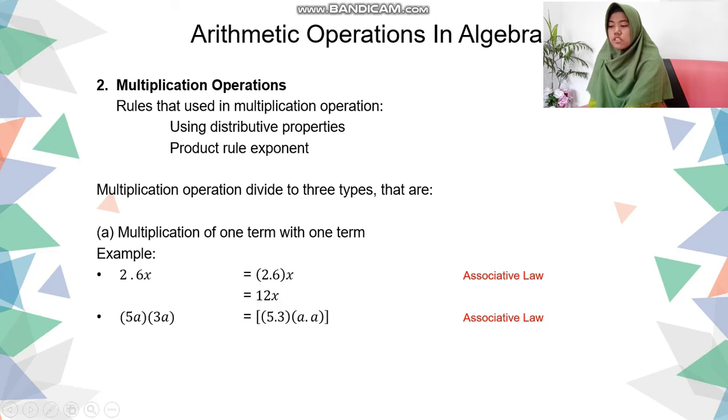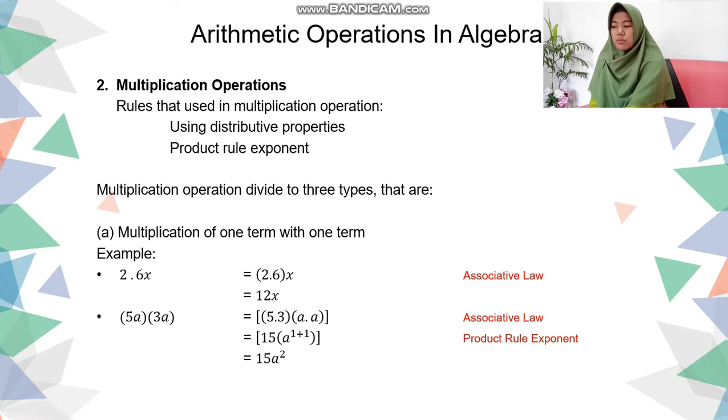5a times 3a, using the associative law, is equal to (5 times 3) times (a times a). Then using the product rule of exponents, equals 15 times a to the power of (1 plus 1), equals 15a squared.